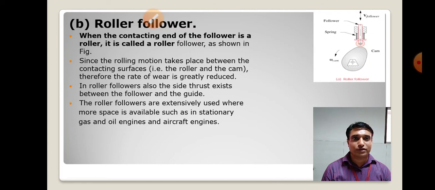In roller followers also the side thrust exists between the follower and the guide. In this kind of follower, the side thrust exists. The roller followers are extensively used where more space is available, such as in stationary gas and oil engines and aircraft engines. So in this kind of machines we generally use roller follower.